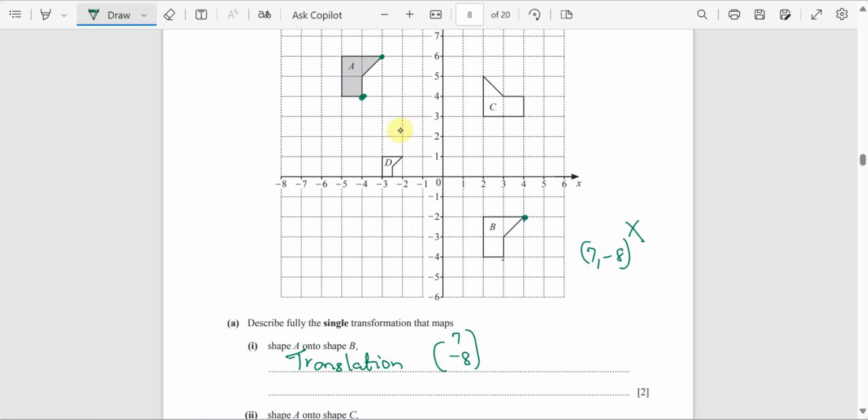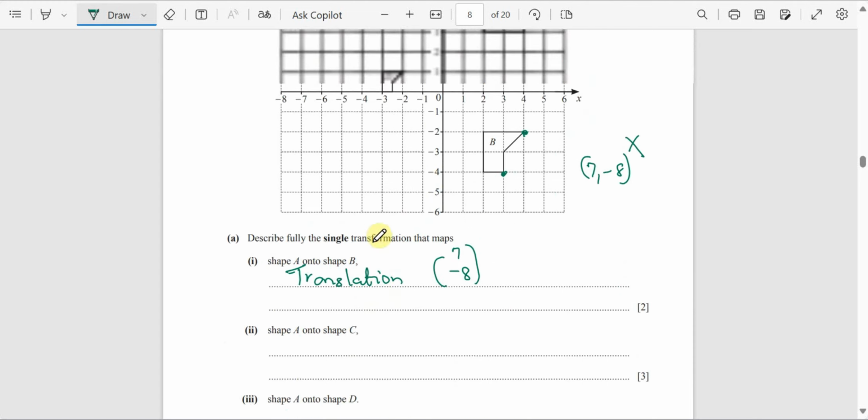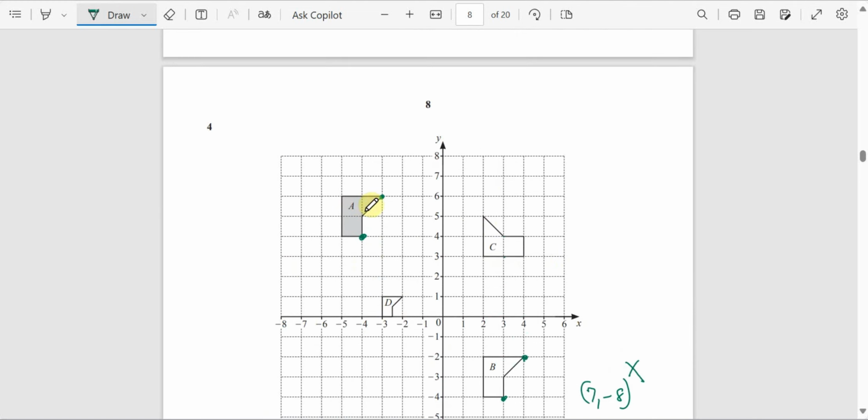Okay, you can as well check so that you'll be sure. Pick another corresponding point. This is 1, 2, 3, 4, 5, 6, 7. Then 1, 2, 3, 4, 5, 6, 7, 8. So that's correct. Now shape A onto shape C.